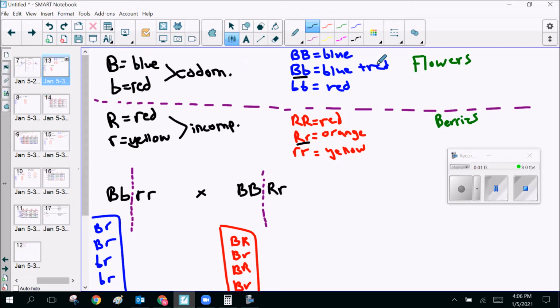Now this doesn't mean it's going to be blue and red mixed. It means that it's going to be blue and red in patches all over whatever organism this is. So in this case it's a flower, so it'd be a flower with blue and red patches all over it. So we would see both blue and red distinct from each other at the same time.